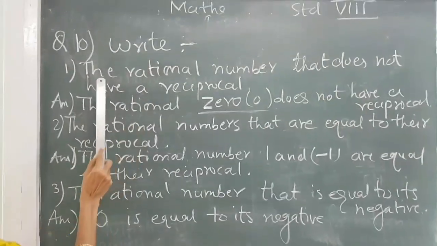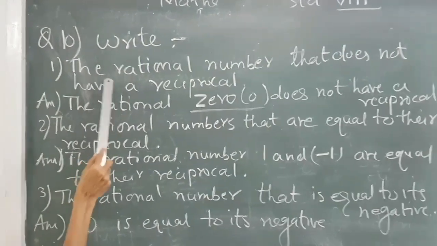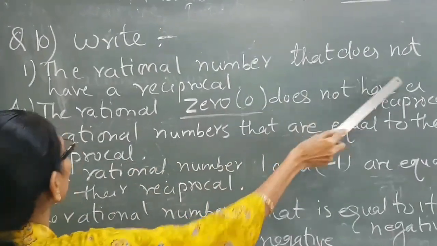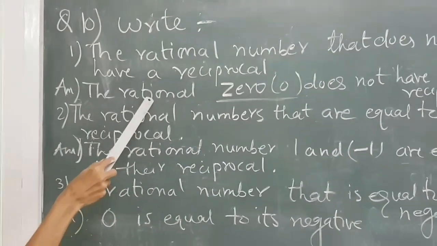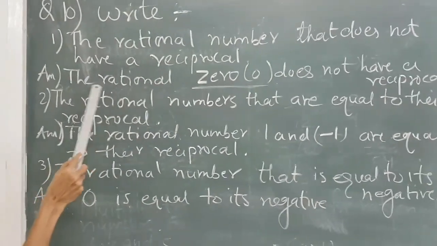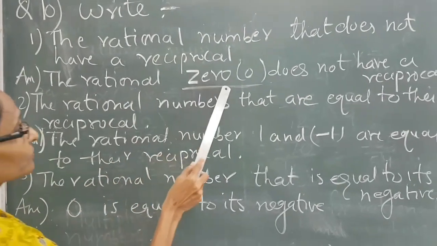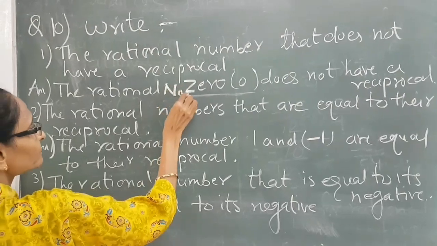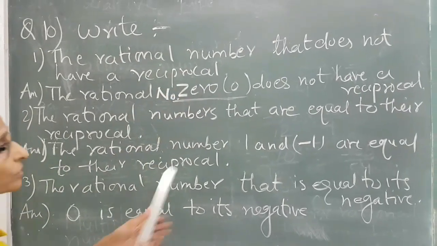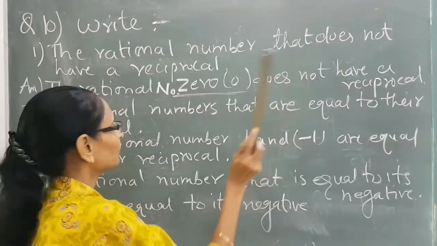Number 10 of the exercise. Write the rational number that does not have a reciprocal. This already we have studied when I explained in the previous class. The rational number 0 does not have a reciprocal.